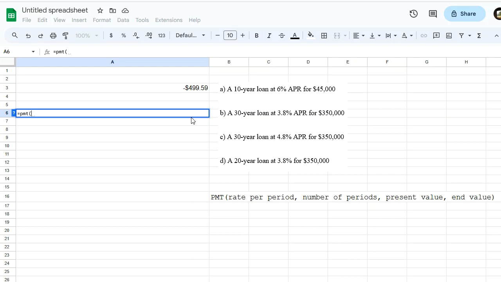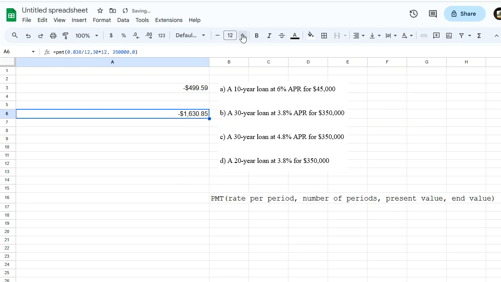All right, first number is the rate per period. So this is 3.8%, so 0.038 divided by 12 to make it monthly, comma, the number of periods. So this is 30 years. You could times 12 months, which is 360. I bet you could even type in 30 times 12 if you wanted to, and let the computer figure out what that number is. Present value is $350,000. Future value 0 to get the loan paid off. Close the parentheses, enter. So this is more like a mortgage payment, around $1,630.